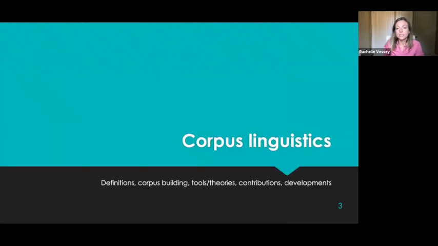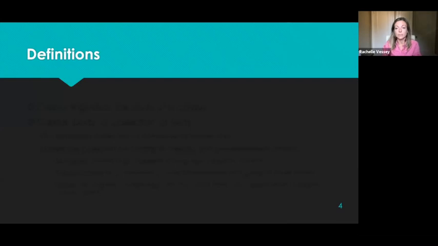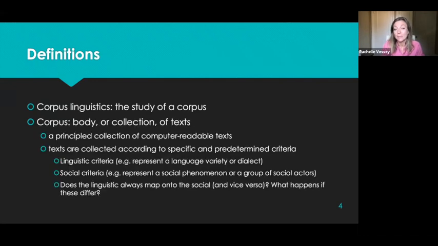Okay, so I'll start with corpus linguistics here to tell you a bit about how I understand corpus linguistics to work. So starting with a few definitions. The way I am approaching corpus linguistics is that corpus linguistics is the study of corpus. So what is a corpus? Well, a corpus is a body or a collection of texts. So a principled collection of computer readable text, not just any text.